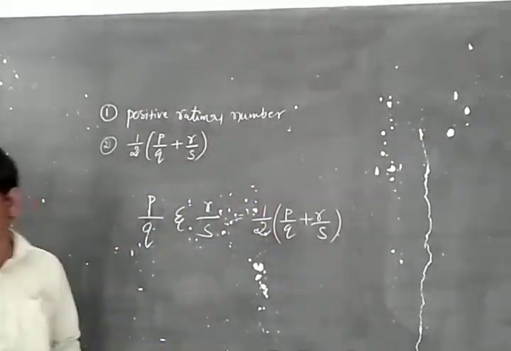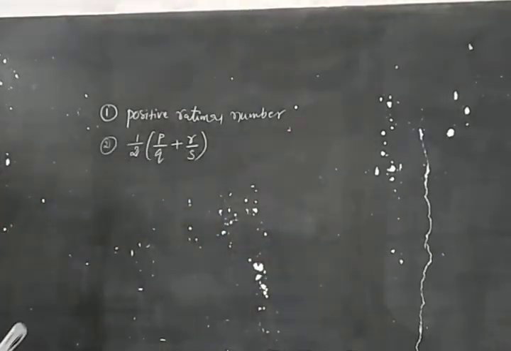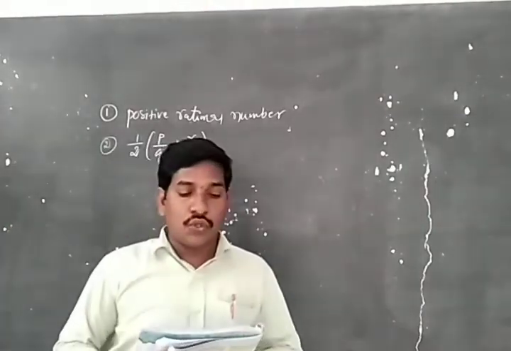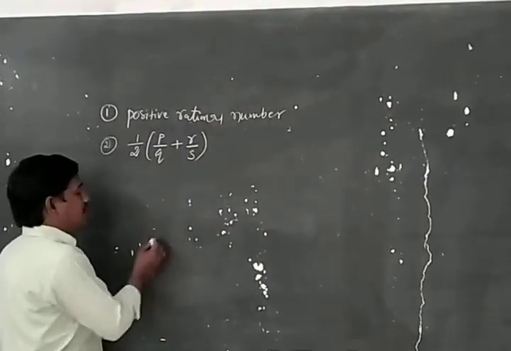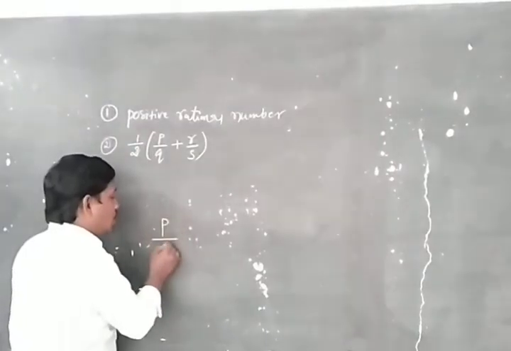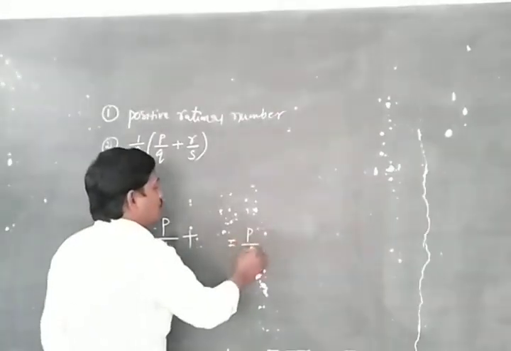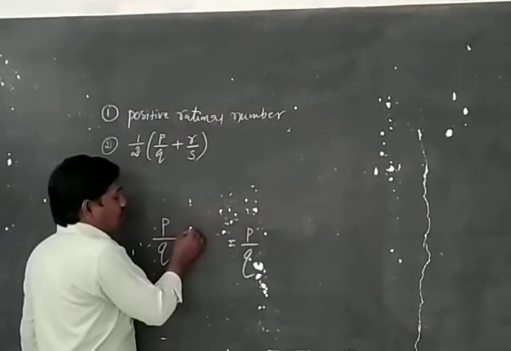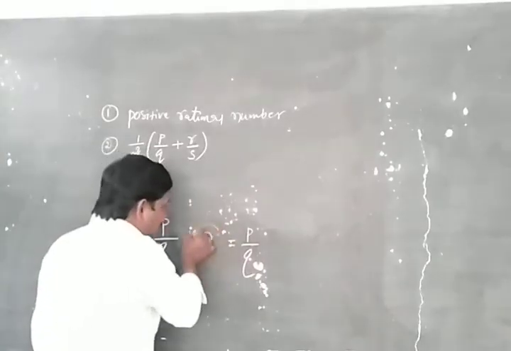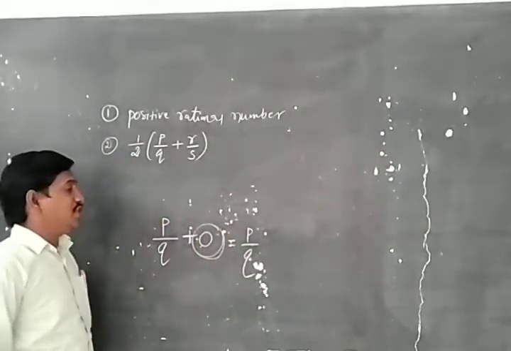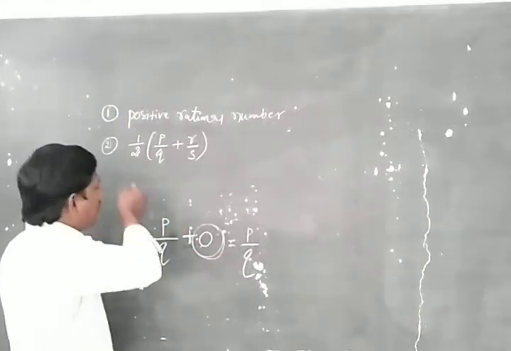Now, third one. Additive identity. Additive identity means, for example, P by Q. If you add 0 to P by Q, again we get P by Q. So 0 is the additive identity of any rational number.